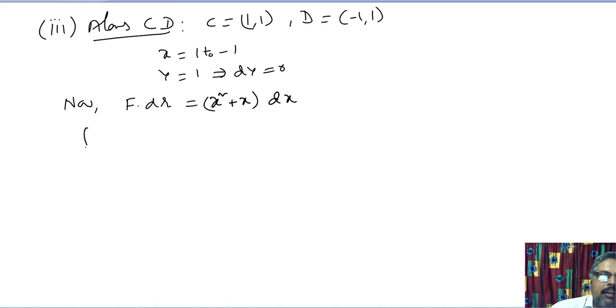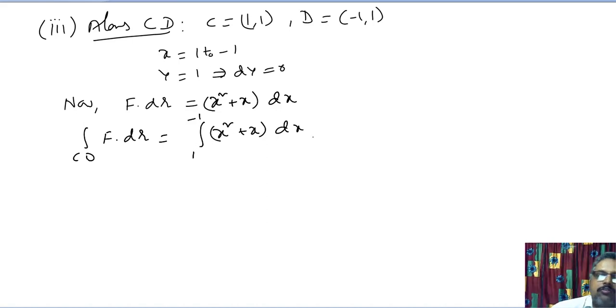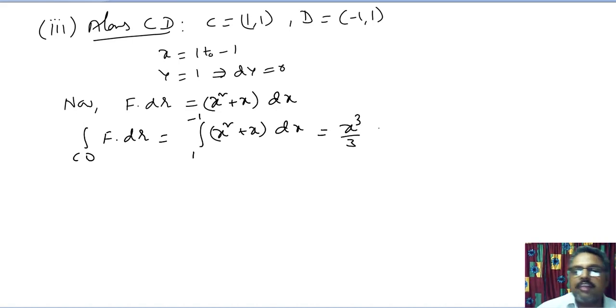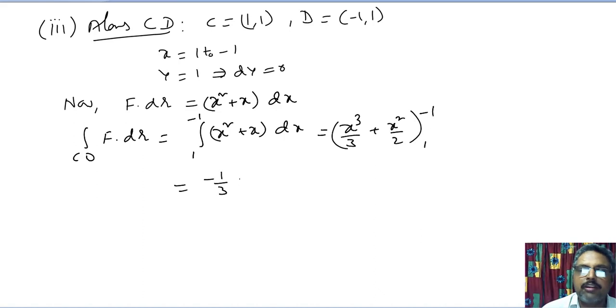Now the integral along CD of F dot dr is the integral of x square plus x dx, with limits 1 to minus 1. The integration of x square is x cube by 3, and of x is x square by 2. Now with limits 1 to minus 1, first put x equals minus 1, so minus 1 by 3 plus 1 by 2, and so on. Okay.